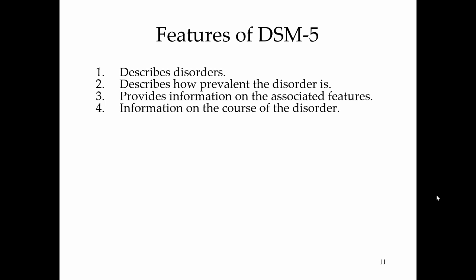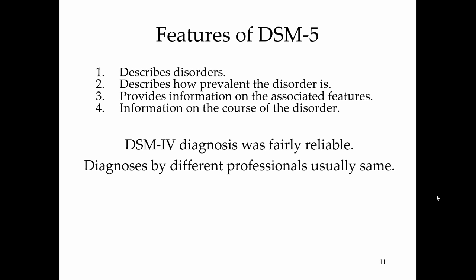So here are some of the features of DSM-5. It describes the disorders on the basis of symptoms, and also indicates how prevalent they are, what percentage of the population suffers from that, whether it's more male or female, and what cultural groups or socioeconomic groups might be more impacted by it, and so forth. It provides information about associated features, other things that tend to go along with that disorder, and then information on the course of the disorder. Does it get better, worse, or stay constant? Does it go away? Does it come back? And so forth.